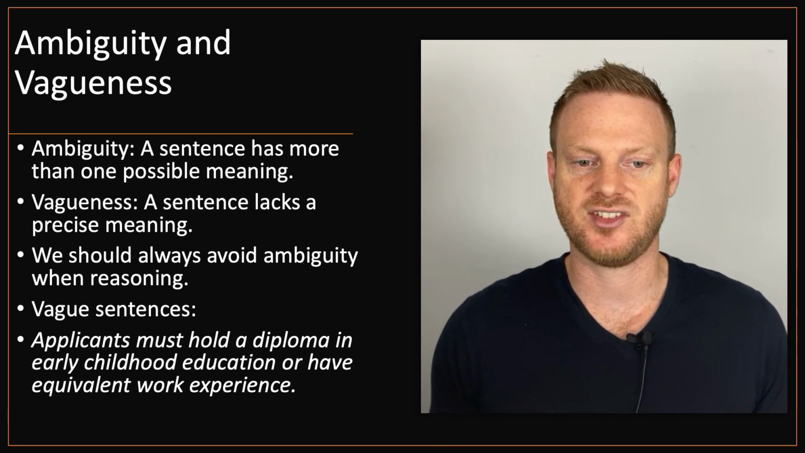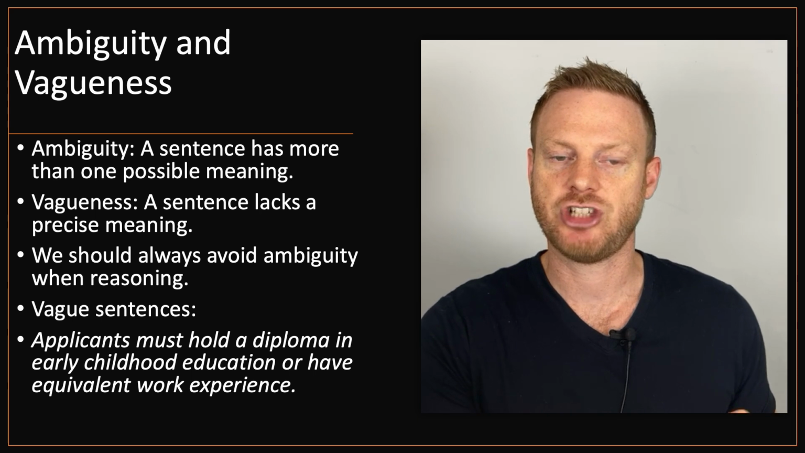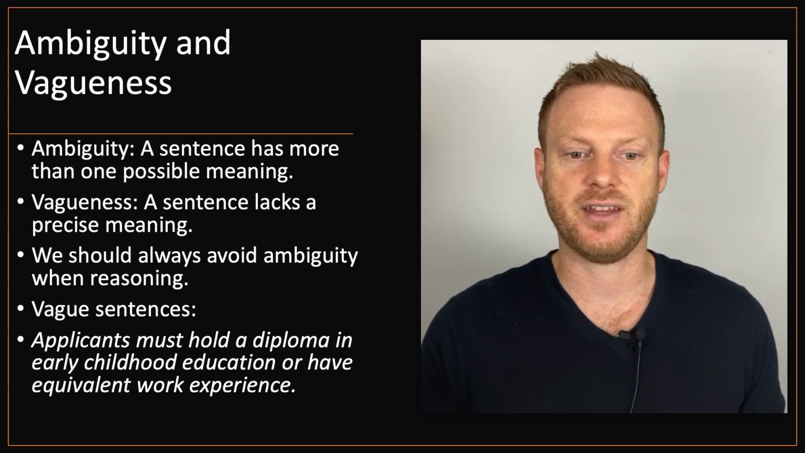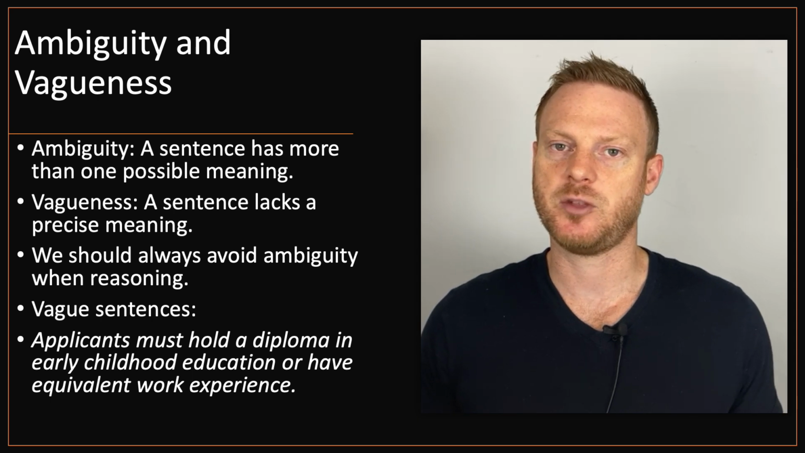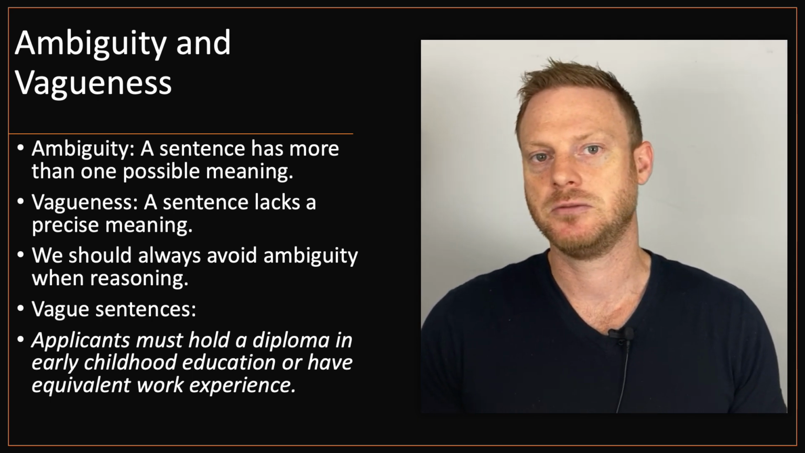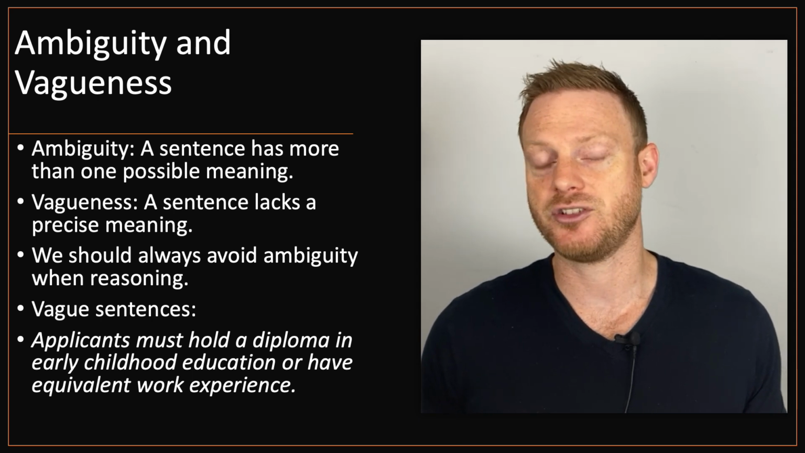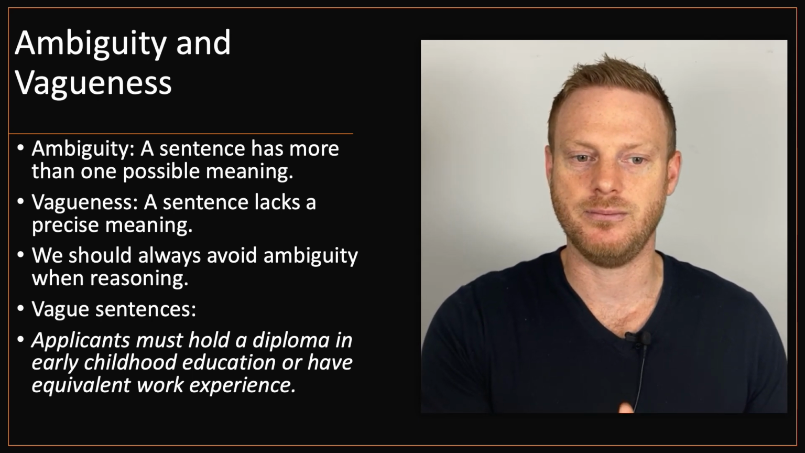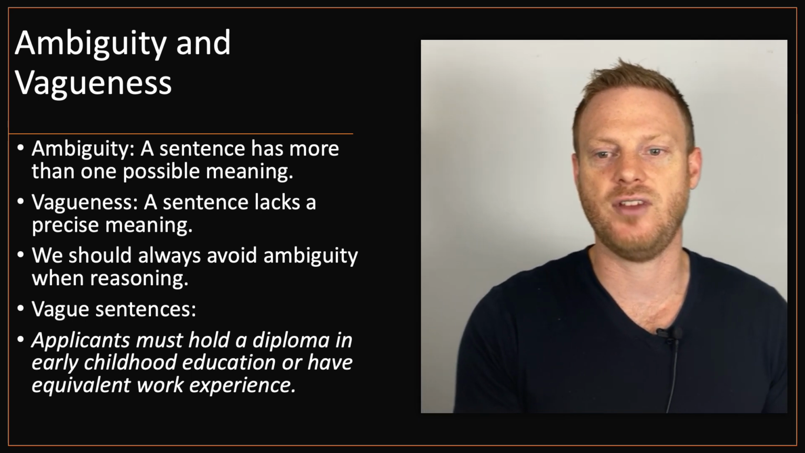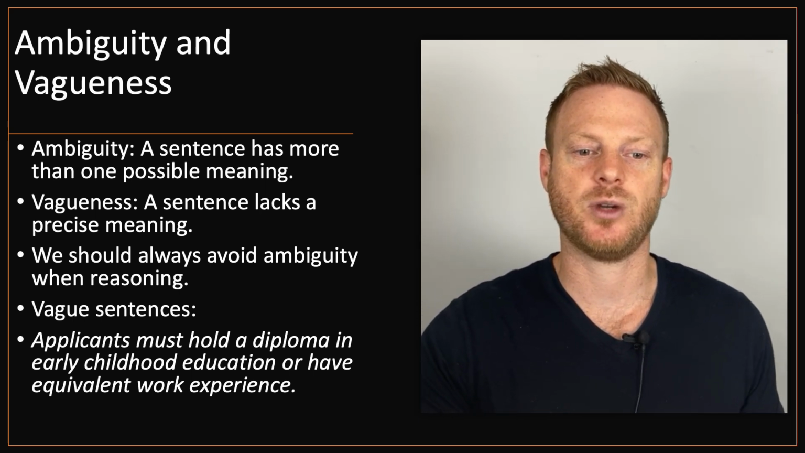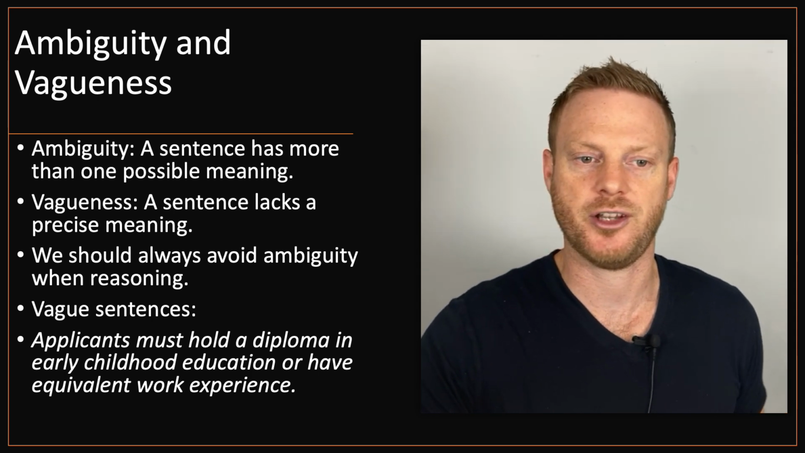So this information for applicants is saying that you have to hold a diploma in early childhood education. That's very clear, right? You either do or you don't have that. Or they're saying have equivalent work experience, but I mean, that can mean almost anything. Like, does that mean you work for a daycare? Does that mean you have kids at home yourself? That can mean so many different things, and it doesn't actually mean anything, right? It's vague and it doesn't mean anything. So it lacks precise meaning, and that's why it's vague. And we do want to avoid that as much as possible in critical thinking.